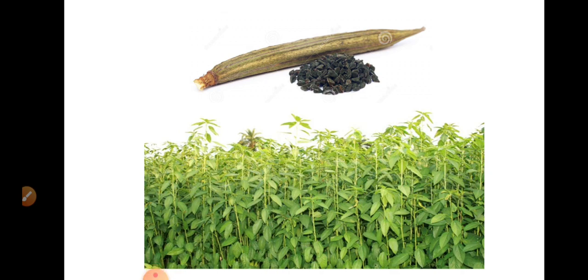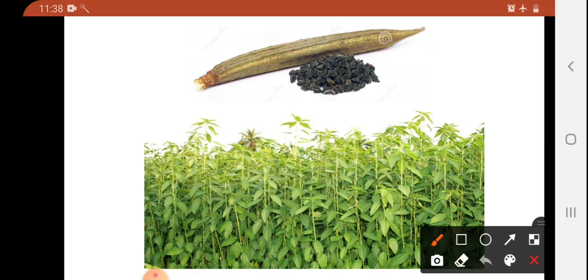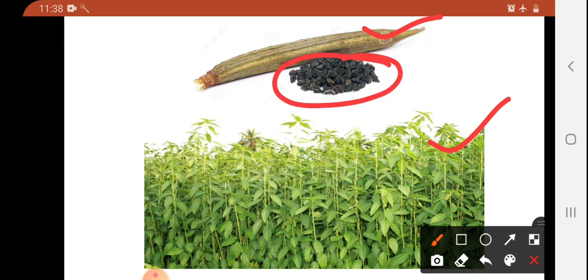I am here with our next important crop for Agro 2, 3, 4, that is crop production technology first, Kharif crops. Here is an example of this crop in a photograph. Here is the plant and here you can see pods and seeds. Actually, seed size is smaller than this photograph. Quite pyramidal shaped seeds you can see in this crop.